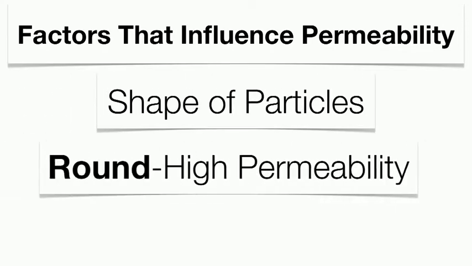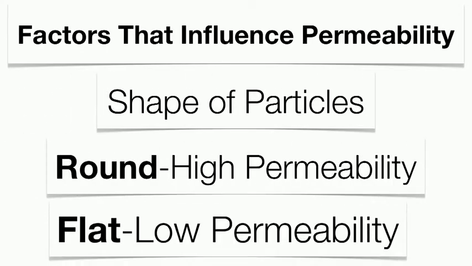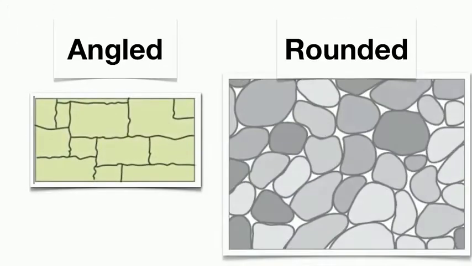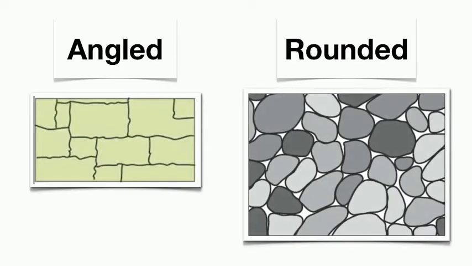The shape of the particles, round versus flat, is going to affect your permeability. Your rounder fragments compared to your angled fragments, you can see the rounded fragments have a much higher permeability because they have bigger pore spaces. The angled fragments have much lower pore space, much lower permeability.